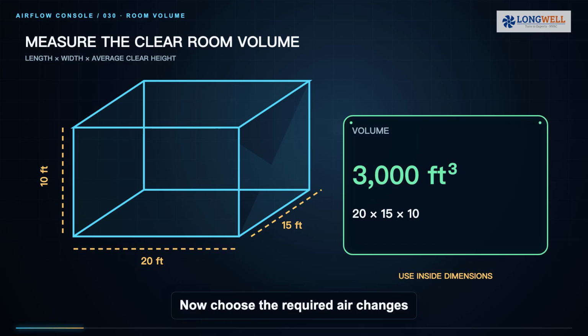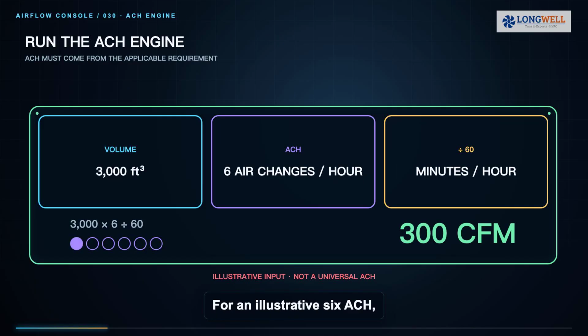Now choose the required air changes per hour, or ACH. That number is an input from the applicable code, owner requirement, process standard, or risk assessment, not a universal value copied from an online list. For an illustrative 6 ACH, multiply 3,000 cubic feet by 6, then divide by 60 minutes. The result is 300 CFM.